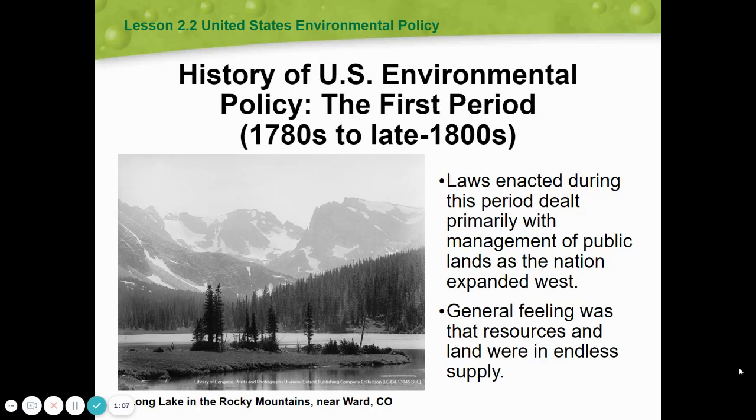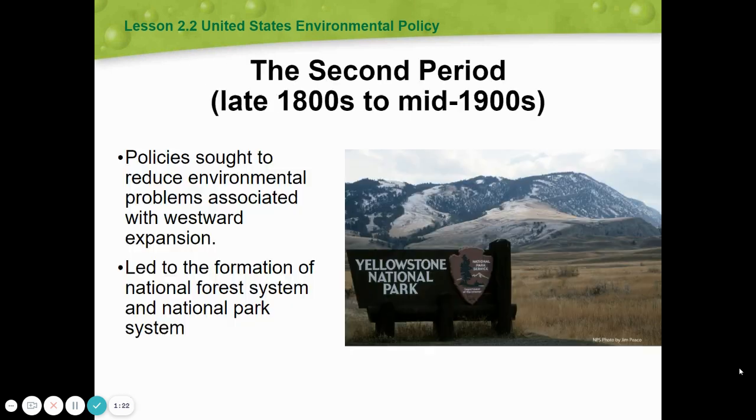The history of U.S. environmental policy, the first period from the 1780s to the late 1800s. Laws enacted during this period dealt primarily with management of public lands as the nation expanded west. The general feeling was that resources and land were an endless supply.